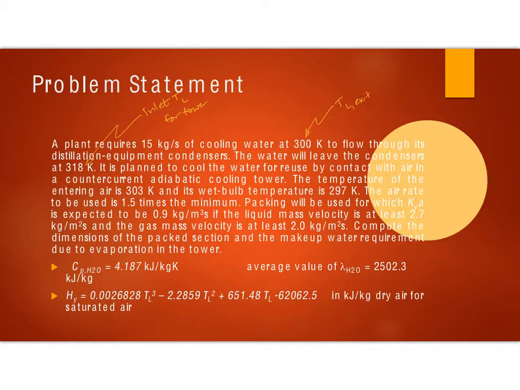Packing will be used for which KYA is expected to be 0.9 kilograms per cubic meter second if the liquid mass velocity is at least 2.7 kilograms per meter square second and the gas mass velocity is at least 2 kilograms per meter square second. We want to compute the dimensions of the packed tower and the makeup water requirement due to evaporation in the tower. And we have given information here, a curve fit for the enthalpy of the gas, C sub P, and heat of vaporization for our water.